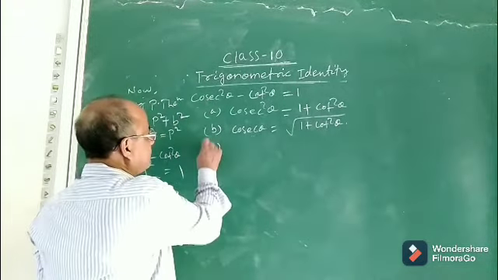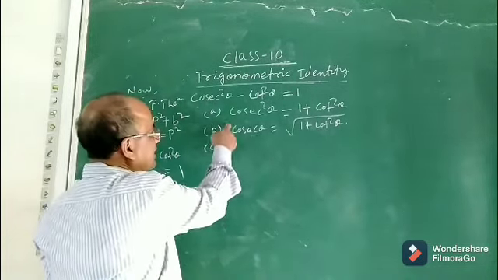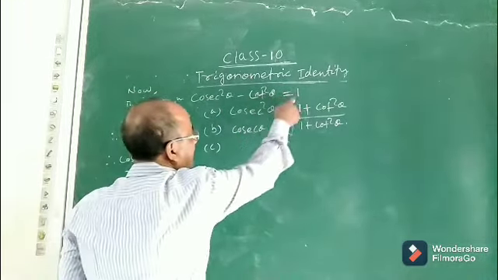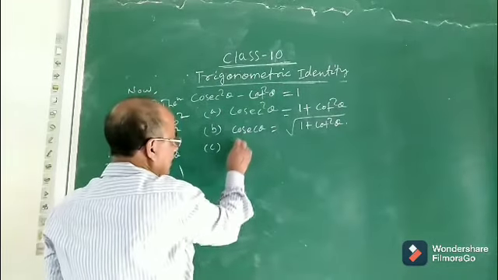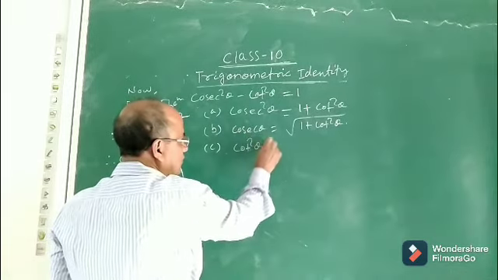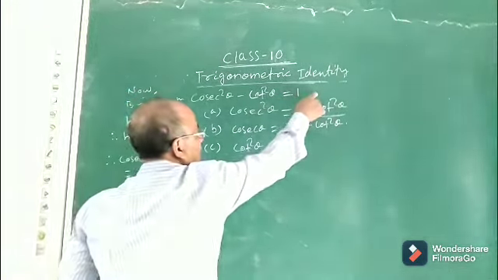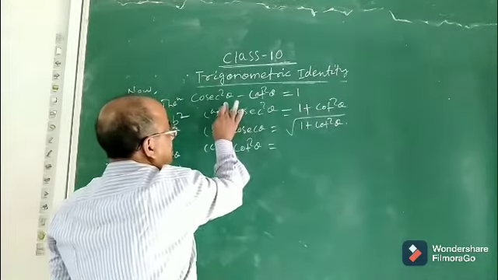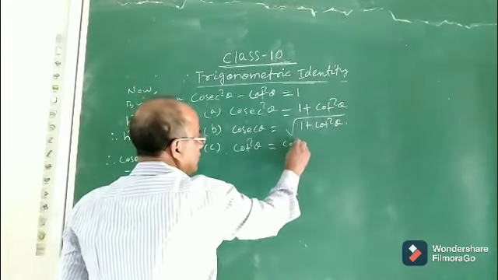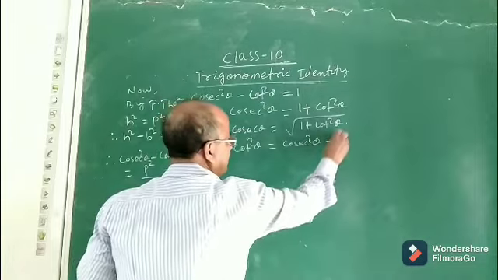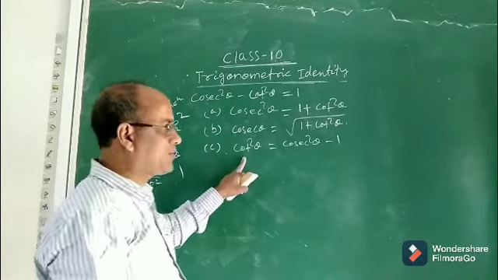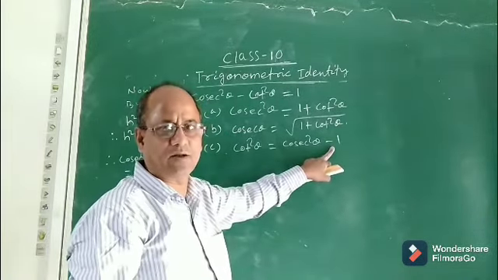Similarly, these are sub-identities we are deriving from this particular parent identity. Now see, what will be the formula for cot square theta? Bring 1 to this side and cot square theta to the right hand side. If 1 comes across, it will be minus. So cot square theta will be equal to cosec square theta minus 1.